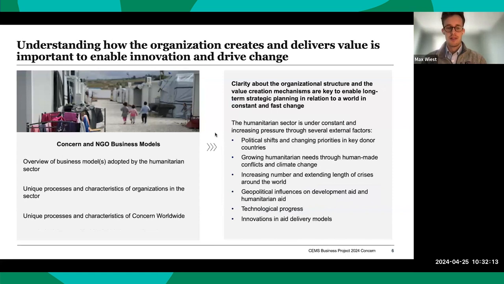Yes, so the second part of our presentation and the project is about Concern and its business model. In this part, we have looked at the general business models adapted in the humanitarian sector and then identified some unique processes and characteristics of organizations active in the sector, and then also derived a business model for Concern worldwide, including their unique processes and characteristics. Why this part of the project is important is because we wanted to gain some clarity about the value creation of the organization and how Concern uniquely drives value creation. And this is important for some insights and discussions about the long-term strategic planning, also in relation to external developments that are influencing the organization. Okay, I will take over.